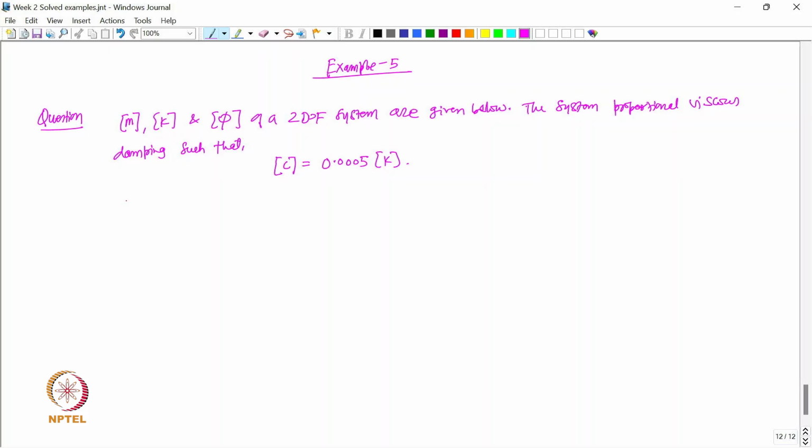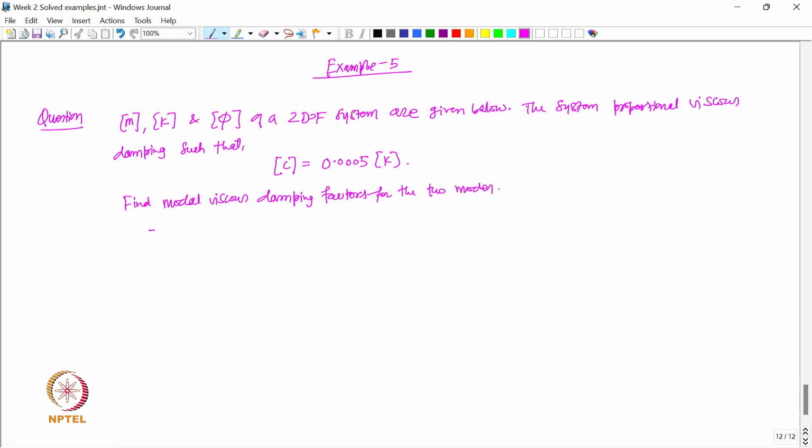And what we have been asked to do is to find modal viscous damping factors for the two modes. Okay. So, and what are the M and K that are given?